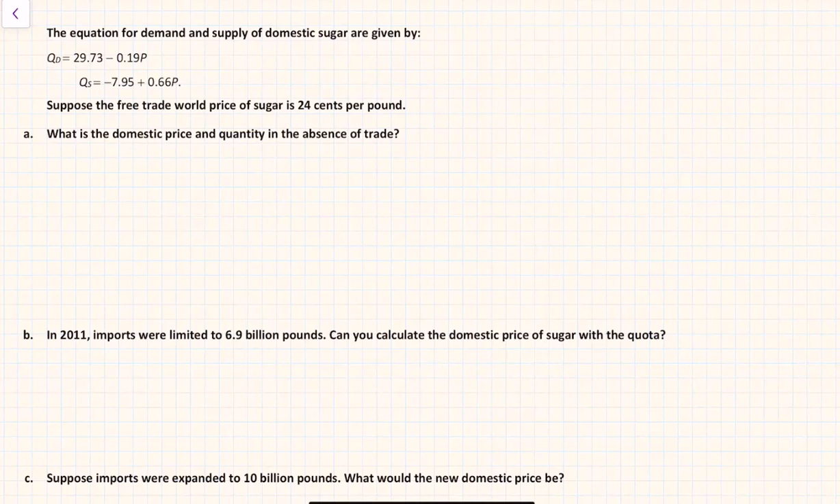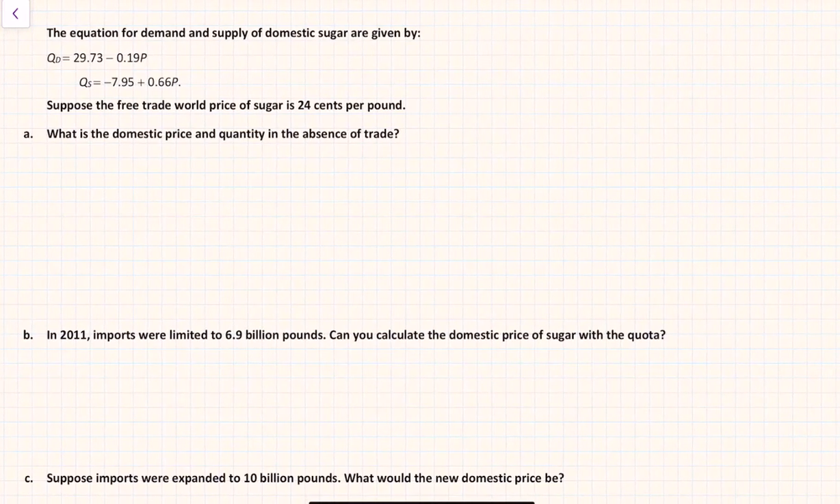We are also assuming that the world price of sugar is 24 cents. So if the domestic price of sugar is more than this, then we would be importing sugar. On the other hand, if the domestic price of sugar is less than 24 cents, then we will be exporting sugar. So let's first calculate the domestic price and quantity of sugar.